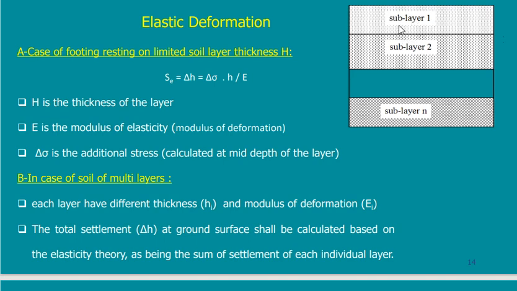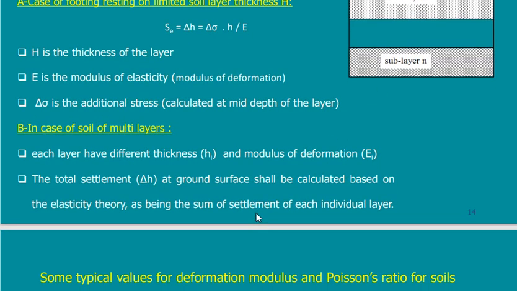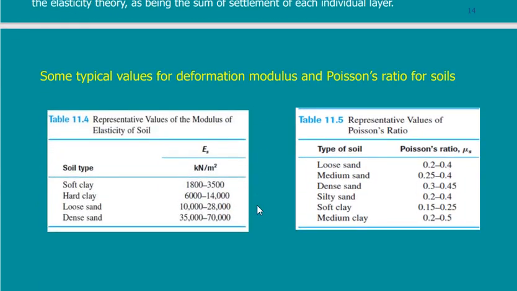I will take this delta sigma, and I know H, which is the thickness of this layer, and divide by E, and so on to get the change that will happen, which is delta H, that will happen to this layer. Then I calculate the same for the next and the next and the next, and then at the end add all of them together to get the total settlement that is expected to happen.